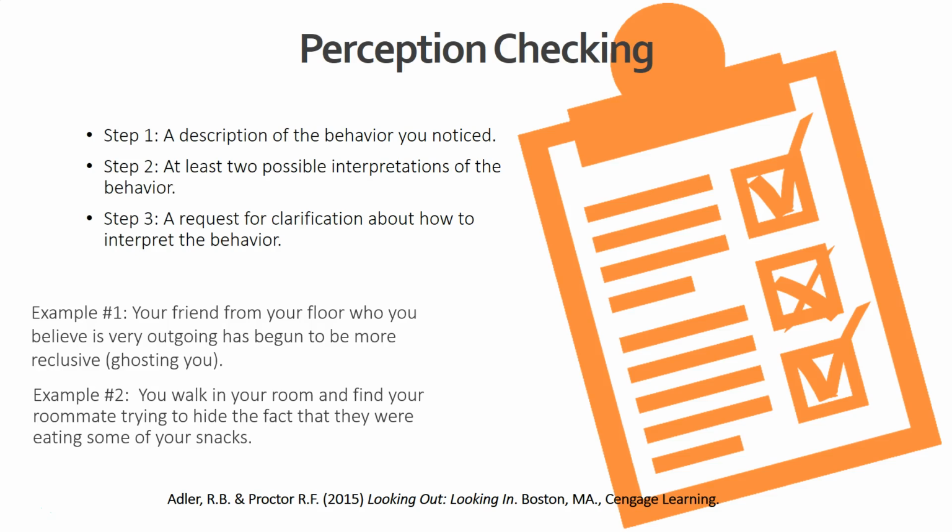Same type of thing: you walk in your room and you find your roommate trying to hide the fact that they were eating some of your snacks. Yes, it's triggering. Maybe they're low on funds. Maybe they weren't allowed to eat that at home. I know I wasn't allowed to eat sugary snacks. Not that I would steal from my roommate, but you just never know, and you don't want to assume anything. We all have different life experiences, and if you don't ask, you won't know. That's what perception checking does. It slows you down, cuts down on assumptions, and minimizes conflict.